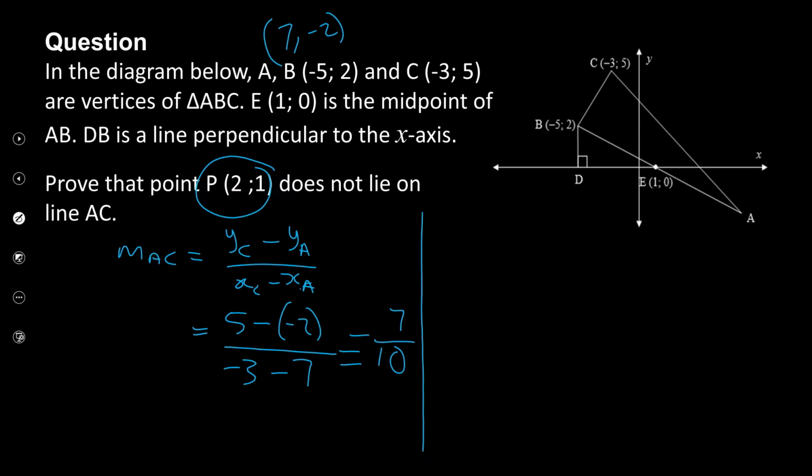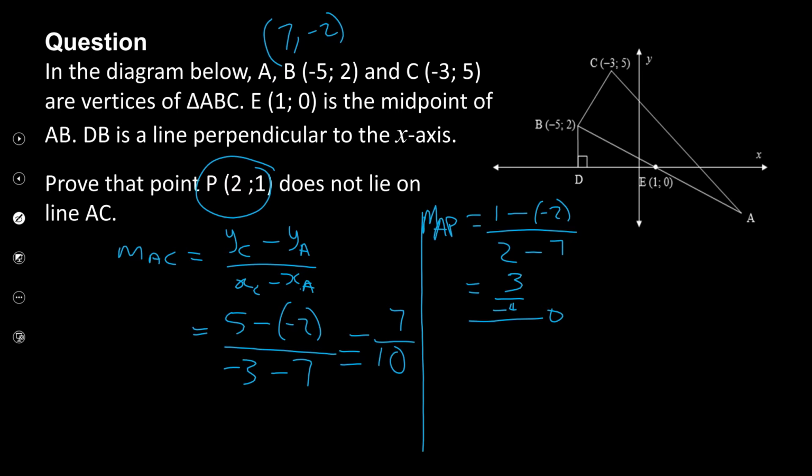And then quickly from that, you can say the gradient of AP must be negative 7 over 10. If not, then it does not lie on it. So let's quickly do that. Y at P will be 1, y at A was negative 2, and then x at P is 2, and x at A is 7. Already you can see this is going to just give us 3 over negative 4. And that's how you can then prove it.